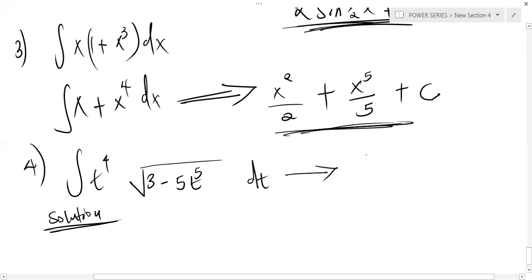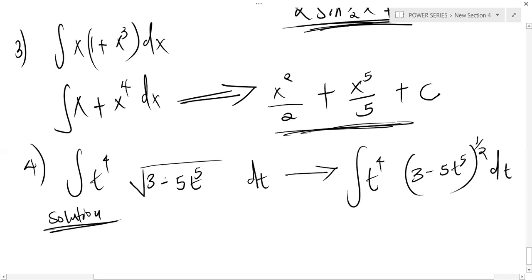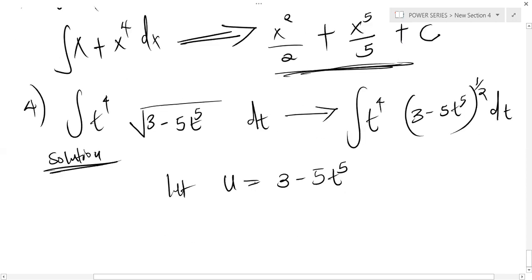I'm going to write it in a much simpler way. Let me have this as t to power 4 and 3 minus 5 t to power 5, all this raised to power a half dt, because the square root stands for power a half. Then let u be equal to what is inside the bracket. That is 3 minus 5 t to power 5. Then I am going to use the substitution u. So I will be replacing with u.